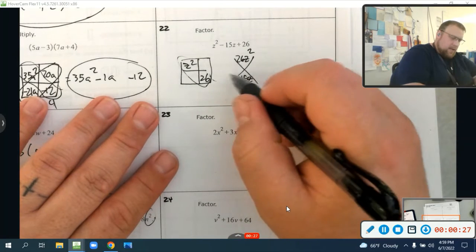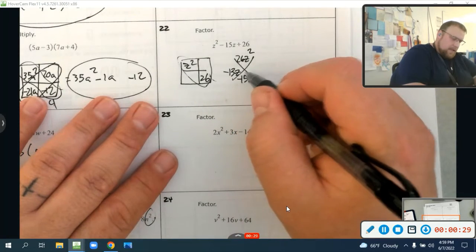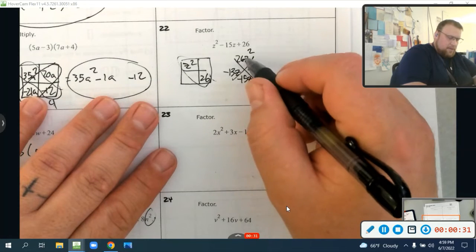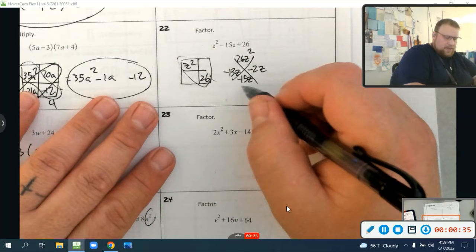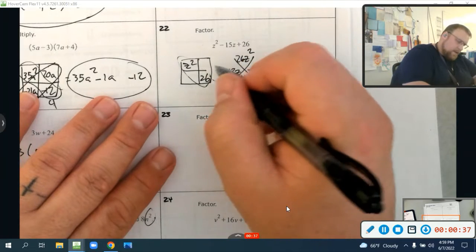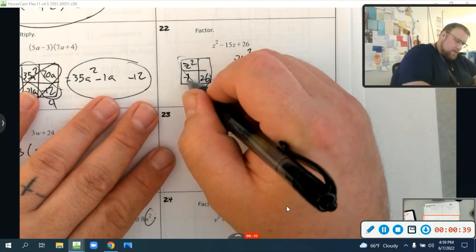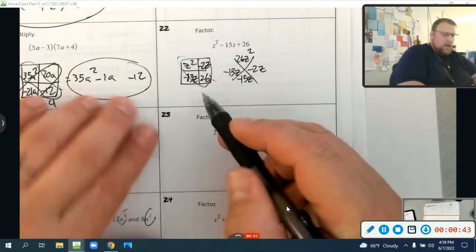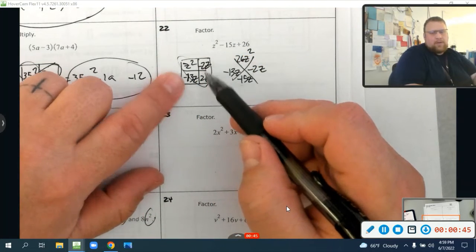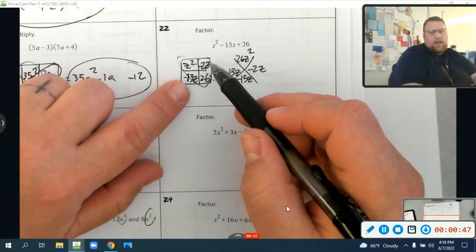And what can I multiply together to get this? Well, negative 13z and negative 2z. Two negatives make a positive. 2 times 13 is 26. Negative 13 minus 2 is negative 15. Negative 13z and negative 2z.